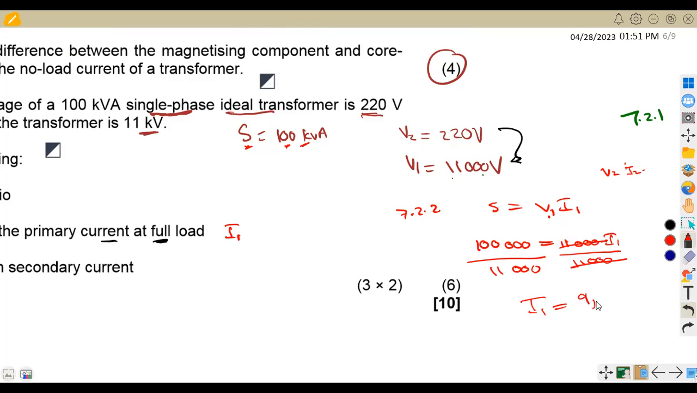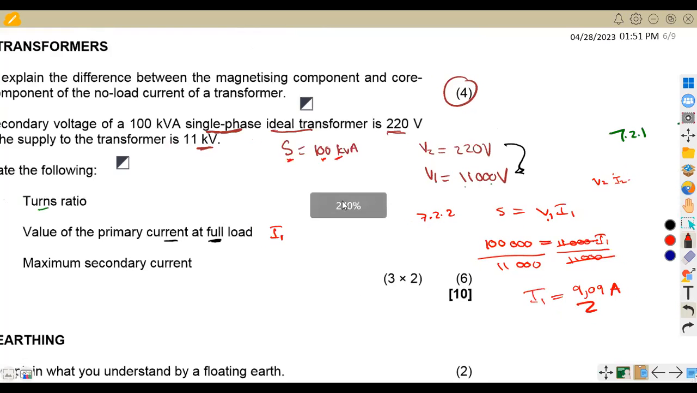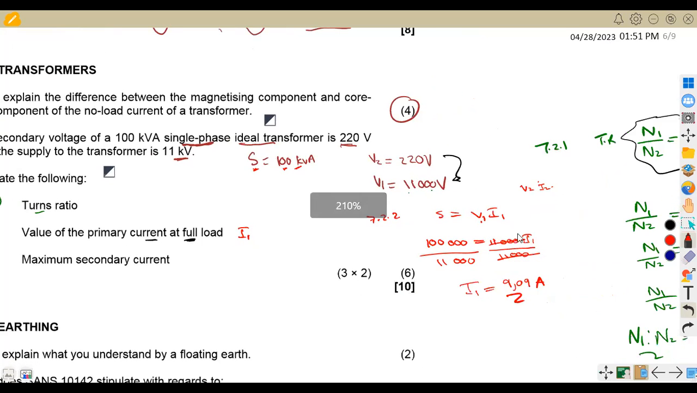So it's going to be 9.0909. So that is what is going to repeat and so on. So to 2 decimal places, we are going to have this. Remember, we are told to 2 decimal places. We're going to leave this one as 9.09 to 2 decimal places. All right. Then the maximum secondary current.